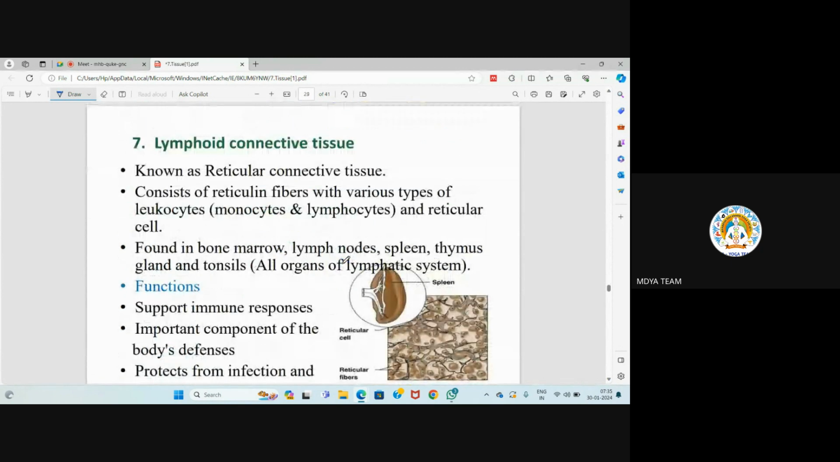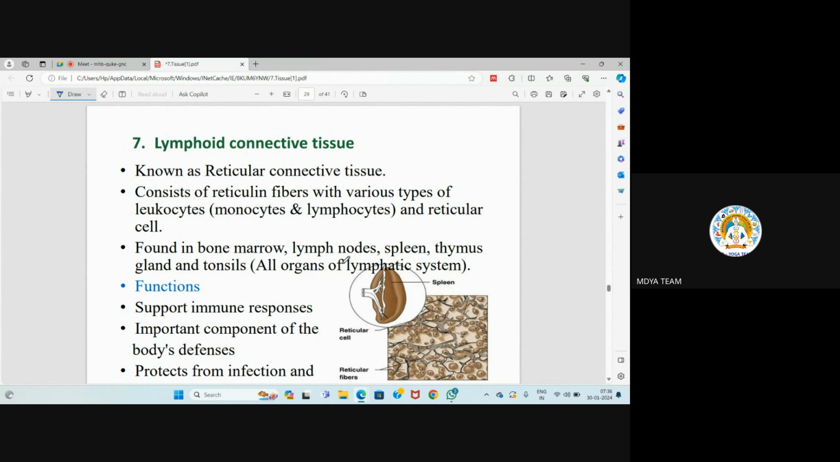Next is the last connective tissue, lymphoid connective tissue, known as reticular connective tissue. It consists of reticulin fibers with various types of leukocytes, monocytes and lymphocytes, and reticular cells. So it's also known as lymphoid connective tissue, also known as reticular connective tissue, and these are made up of reticulin fibers with various types of leukocytes.